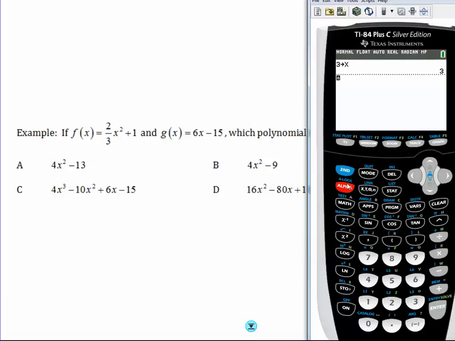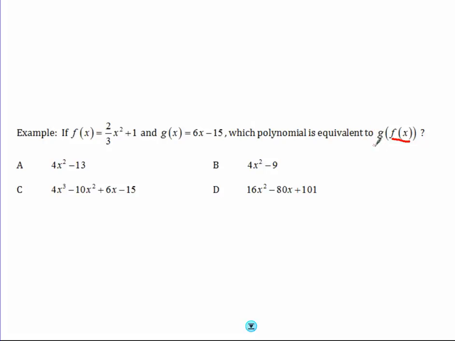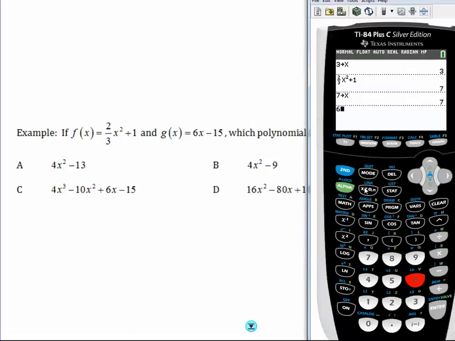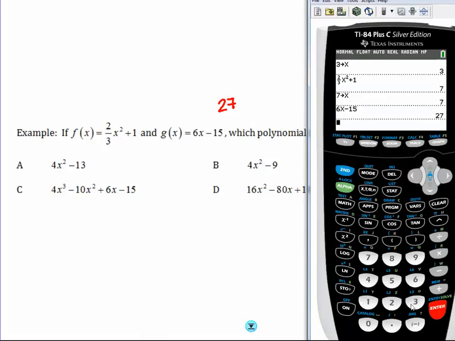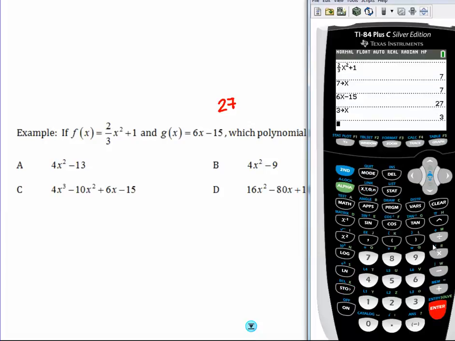Remember that to type in a fraction, you can do alpha, y equals, enter, and type in 2/3. Okay, so I get 7. Now I'm going to take 7, store that for x, and type in g of x. 6x minus 15. And I get 27. So I'm just going to write that down to know that that's the number that I'm looking for. So now I'm going to go back to what I started with, which was storing 3 for x. And I'm going to type in each of these answer choices and see which one gives me 27.